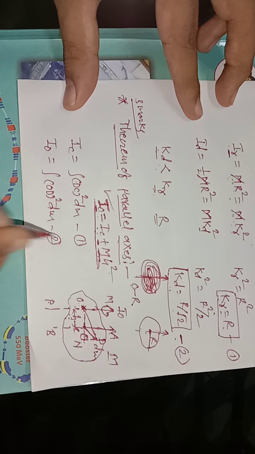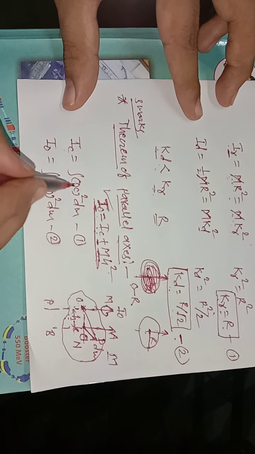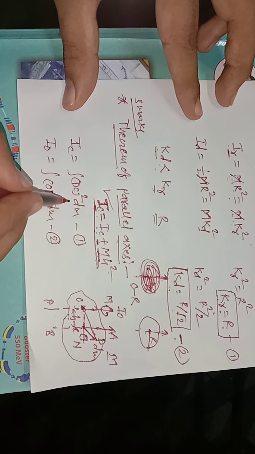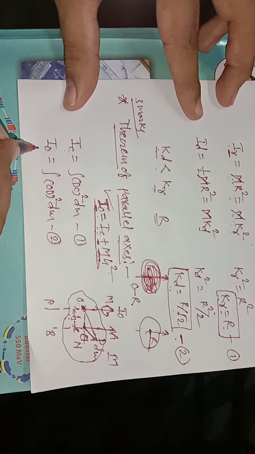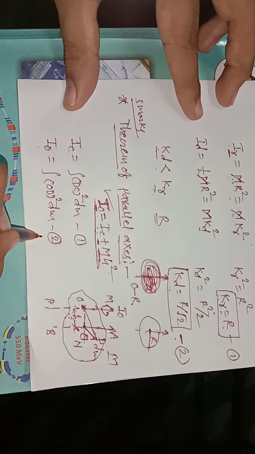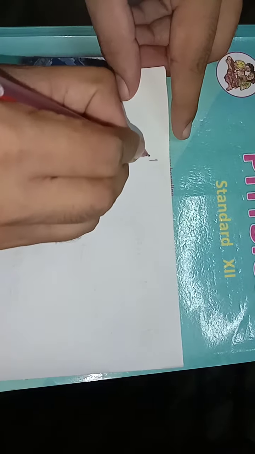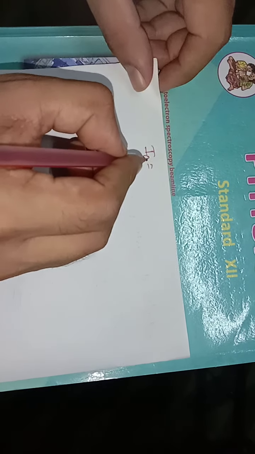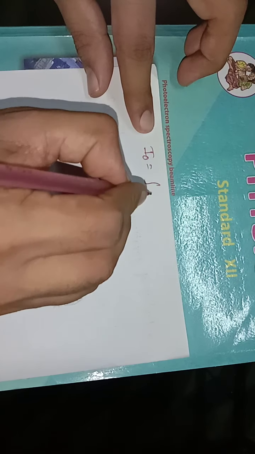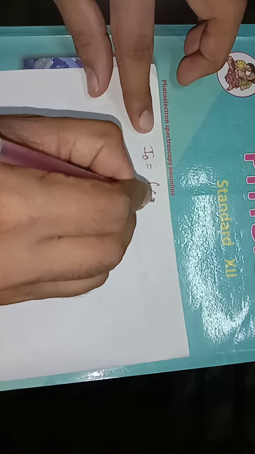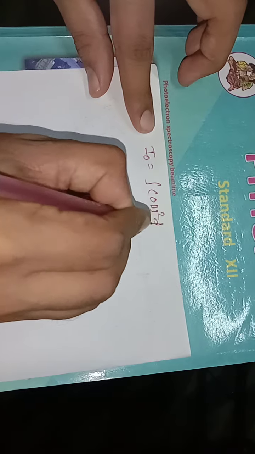According to the definition of moment of inertia, we take two equations. I_C is equal to the integration of DC square dm, equation number 1, and the second, I_O is equal to the integration of OD square dm, equation number 2. Now from equation 2, we can write I_O, that is the moment of inertia about an axis passing through point O, is equal to the integration of OD square dm.